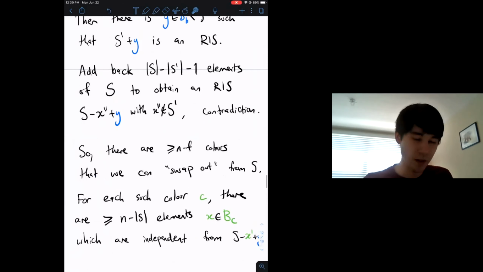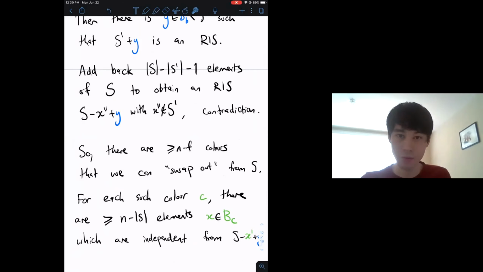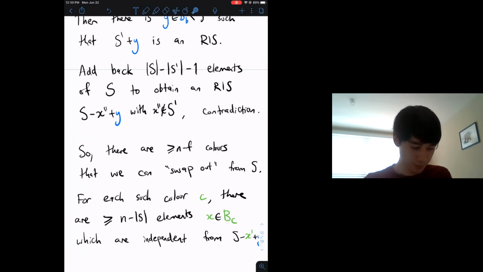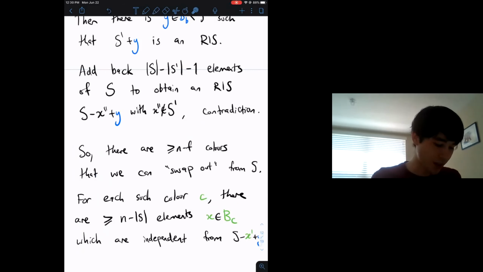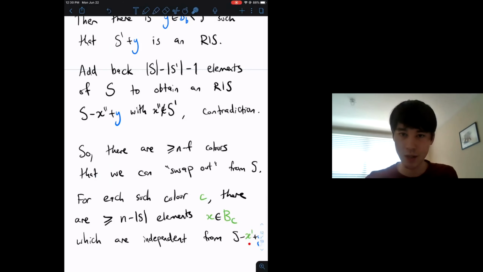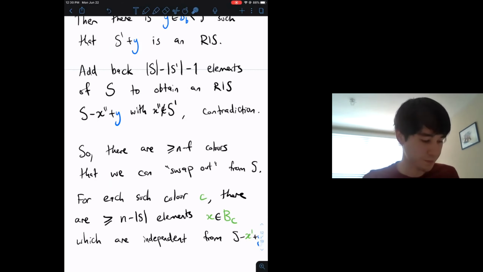So for each of the n minus f colors that we know how to get rid of, that we know how to swap out from S, we can look at the basis of all elements in that color, and there are at least n minus s of them that we can put back in. And so that's going to give you n minus f times n minus s ways to do a swap, then add something. And you can check that all of these are really distinct, because each of the elements x prime that you know how to remove are of a different color, which means all the elements that you add are going to be of a different color. So I'm not cheating you here.